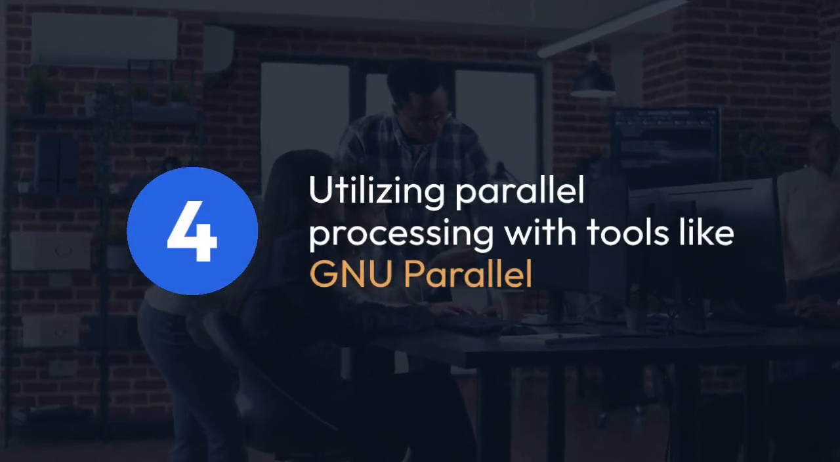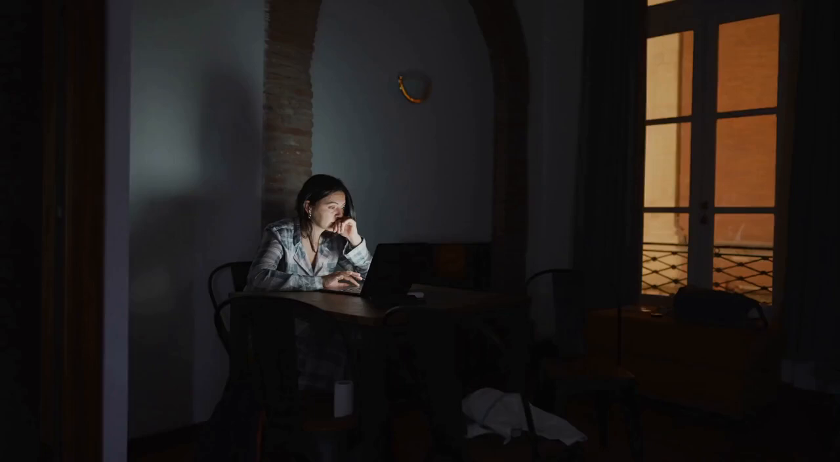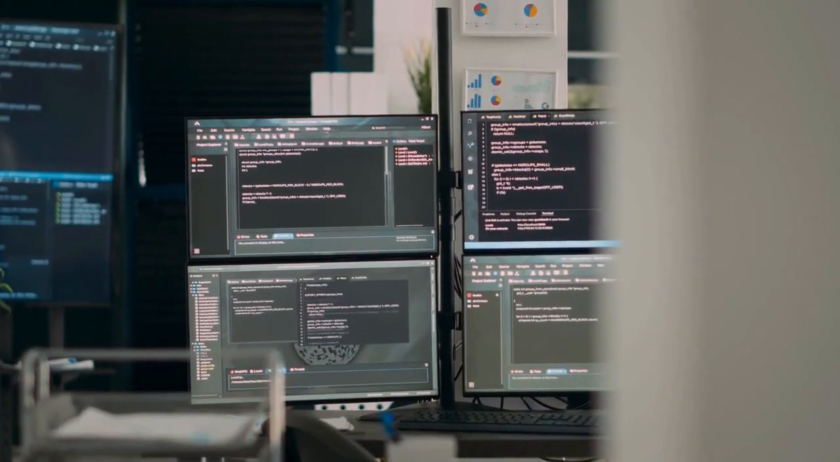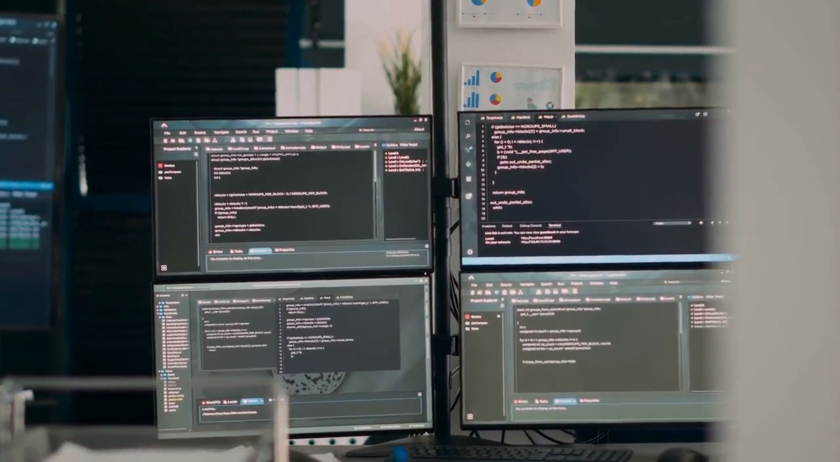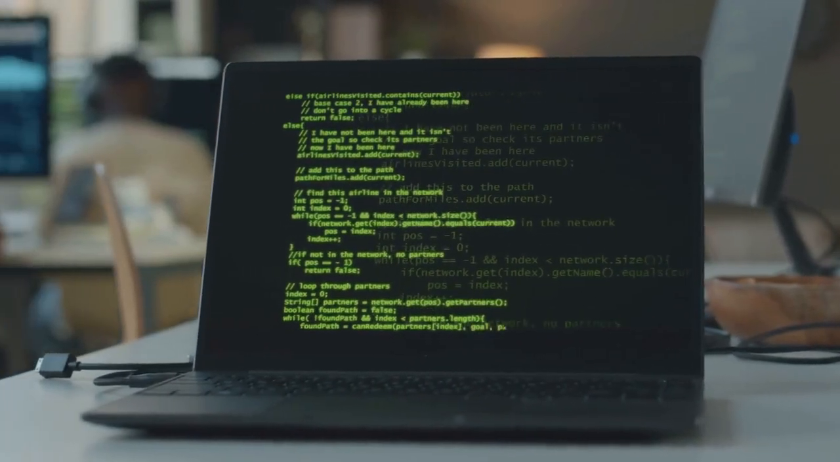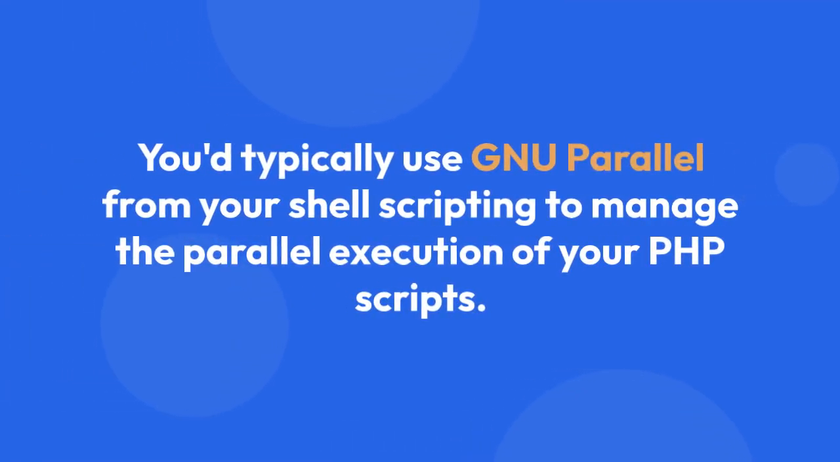4. Utilizing parallel processing with tools like GNU Parallel. This is a command line tool, not a PHP library, but it's helpful for running multiple PHP scripts concurrently. It's especially suitable when you have many independent tasks that can be executed in parallel, such as processing many files or generating reports. You'd typically use GNU Parallel from your shell scripting to manage the parallel execution of your PHP scripts.